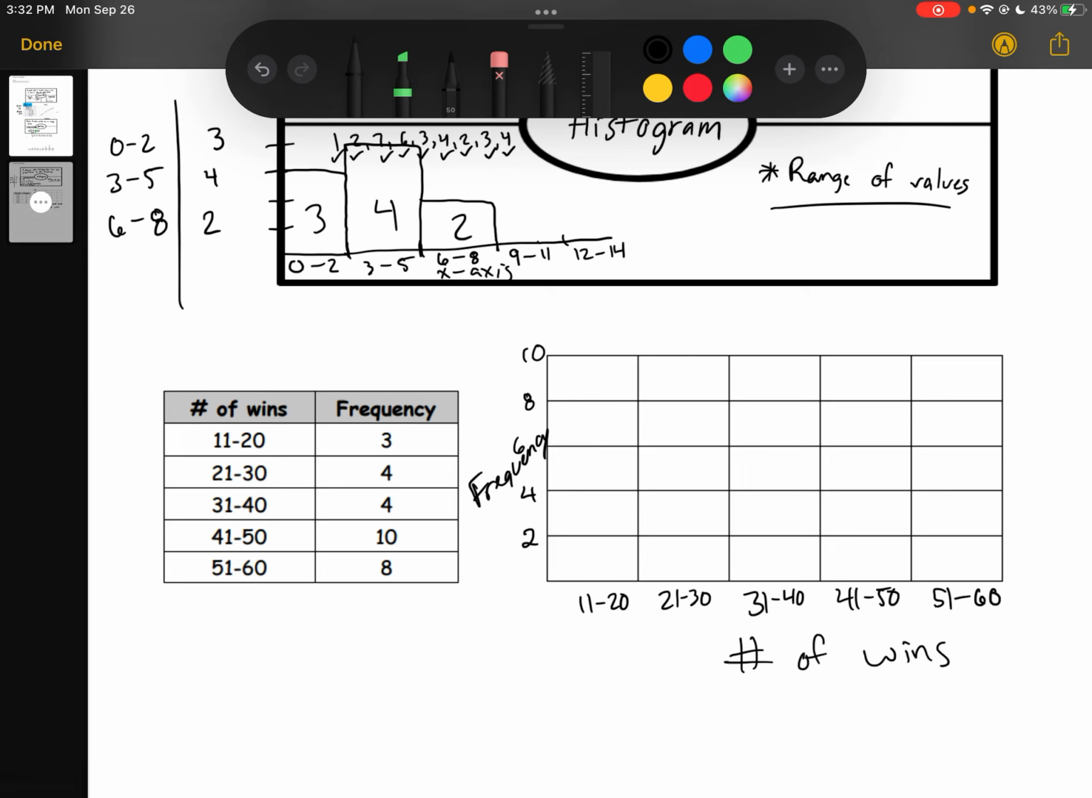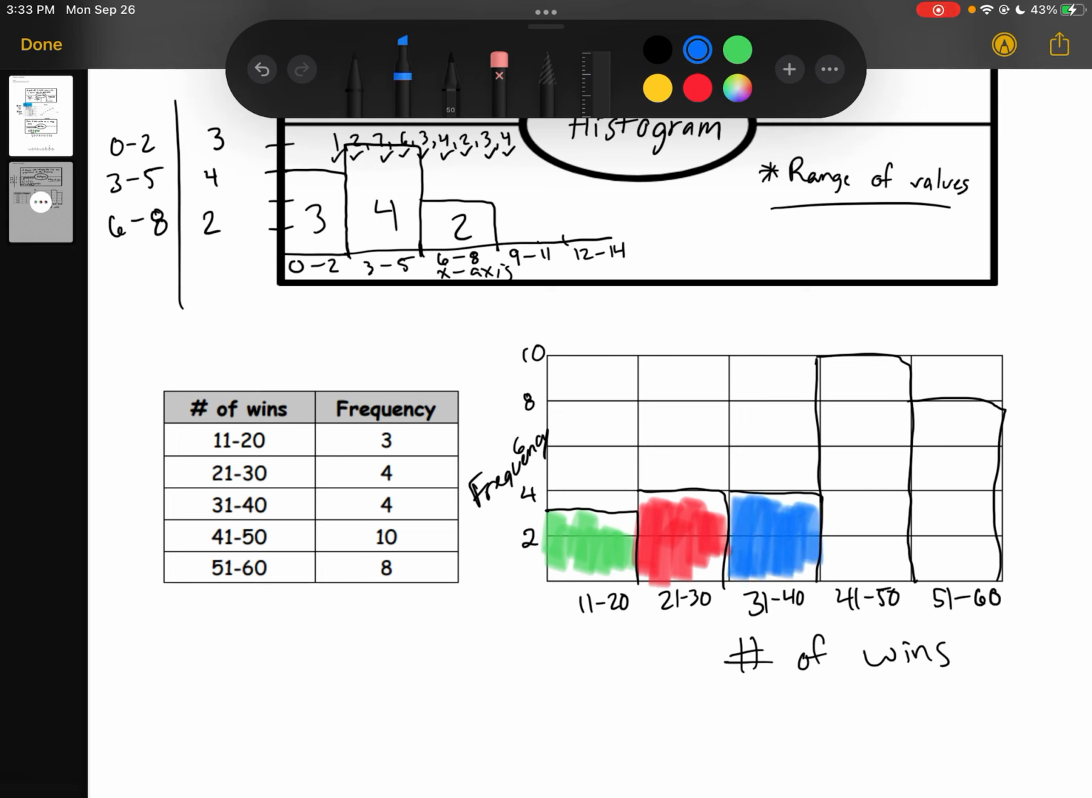We want to shade in our rectangles for how much area they represent. So 11 through 20 goes just to 3, 21 through 30 goes all the way up to 4, 31 through 40 is also up to 4, 41 through 50 goes up through 10, and 51 through 60 goes up through 8. So if we shade these in, hopefully I don't run out of colors by the end here. This is how we basically create our histogram.